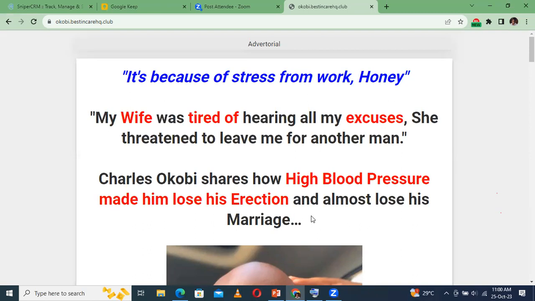So make some words stand out. If you notice here, I made some words red. Wife, tired of excuses. High blood pressure made me lose erection. So that if they glance once, those words have already called them out. Then this one too has a contrasting color, because of stress from work. Honey, we call them out. Wife, tired of excuses, we call them out. High blood pressure made him lose erection, we call them out.